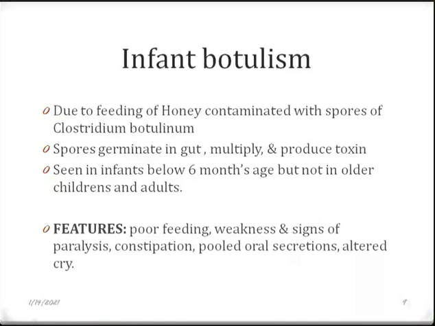There will be constipation, and there will be pooled oral secretions. Pooled means the saliva and fluids in the mouth, the oral secretions, collect. There will also be an altered cry. So features of infant botulism include poor feeding, weakness and signs of paralysis, constipation, pooled oral secretions, and altered cry.